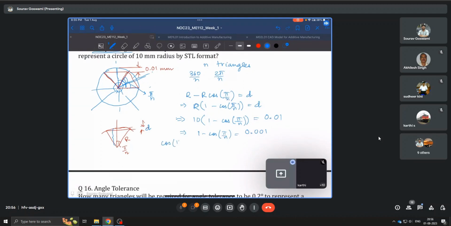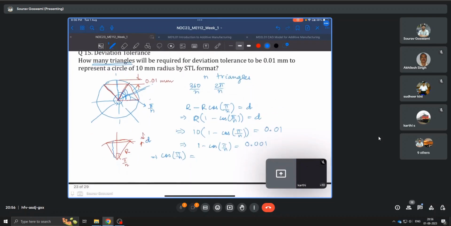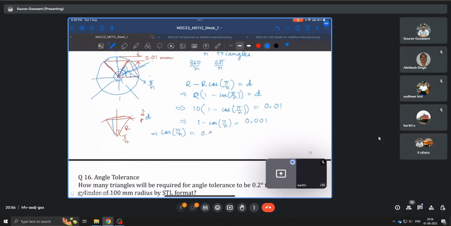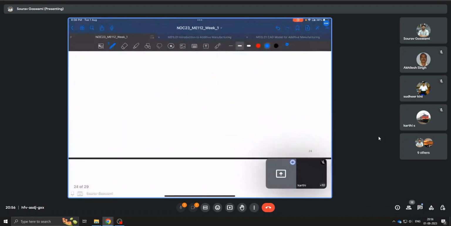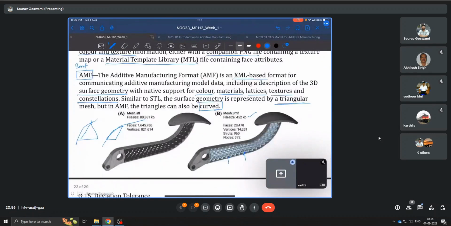So cos pi by n in this case is 0.999, and this will allow you to find the value of n. I do not have a calculator at the moment, but this is the final step. You find the arc cos or the cos inverse, and this will give you n. Angle tolerance is similar. So in the interest of time, I'm not solving it.